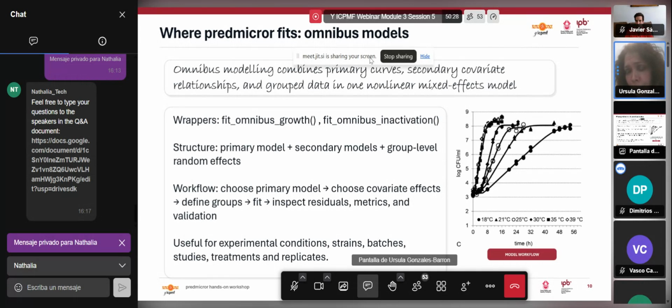The structure of the omnibus is a primary model plus secondary model specified together, but we also have to give some information to the model about the random effects. These kinds of models are very useful when you have different experimental conditions and you want to preserve a lot of information. For example, if you want to determine the batch-to-batch variability, you have to fit these models. If you want to determine the strain variability of a certain pathogen, then you will have to fit this model.